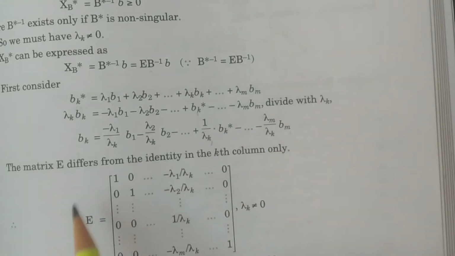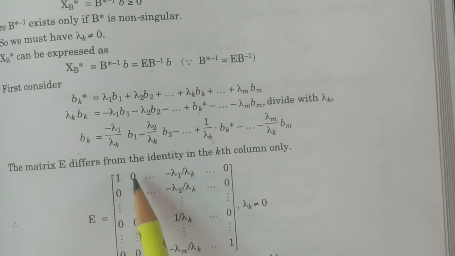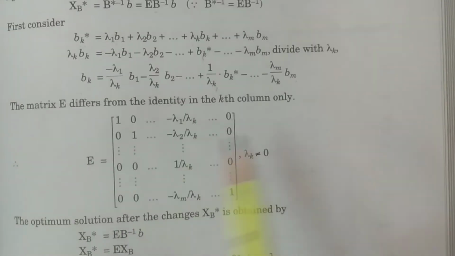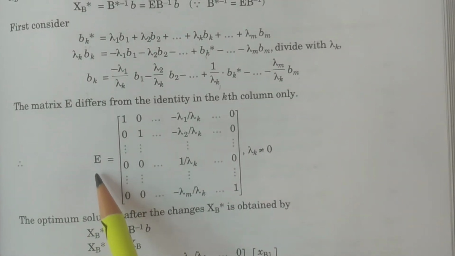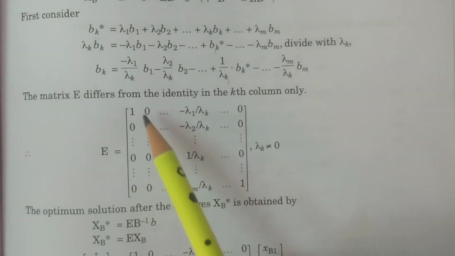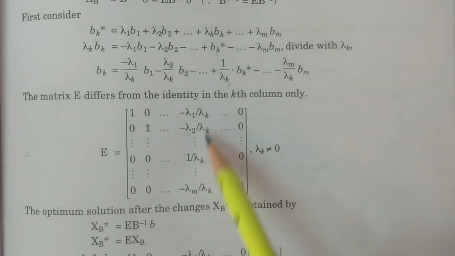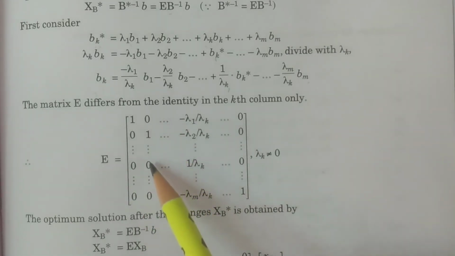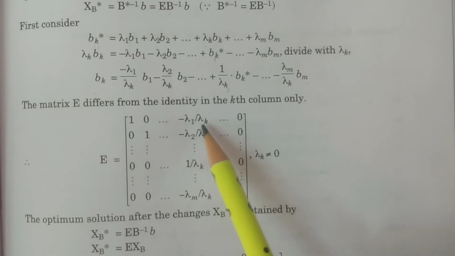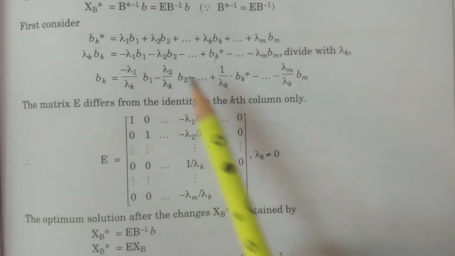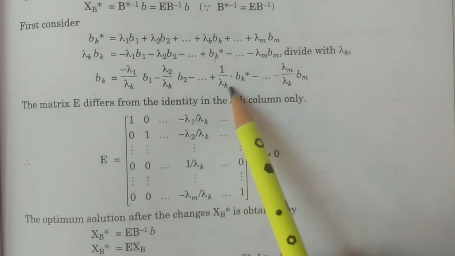So this is the matrix E, which differs from the identity matrix in the kth column. Whichever E you consider, it is the identity matrix with only one particular column being different. That is the kth column, the kth vector: 1 0 0 0 and so on, next the second one 0 1 and so on 0 0, and then the entries minus lambda 1 by lambda k, minus lambda 2 by lambda k, and so on, 1 by lambda k.